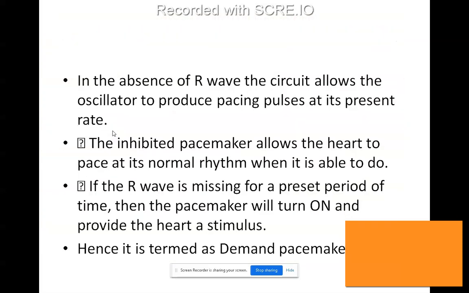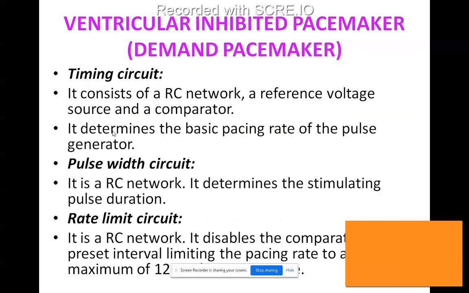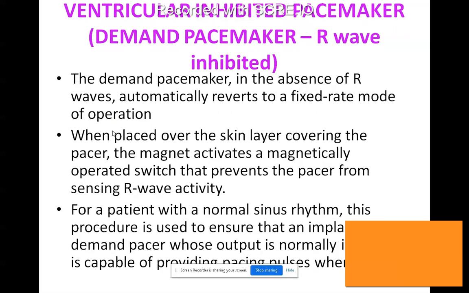Then one more type is the ventricular inhibited pacemaker. The other name for the ventricular inhibited pacemaker is the demand pacemaker. So on the basis of demand, the pacemaker will be working.